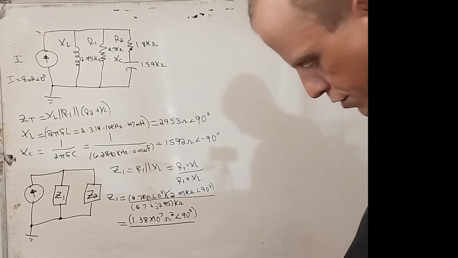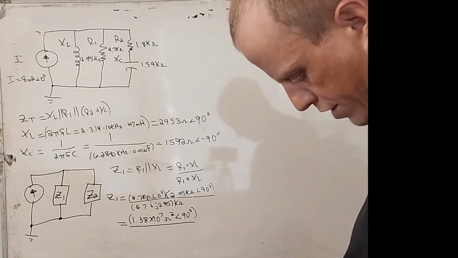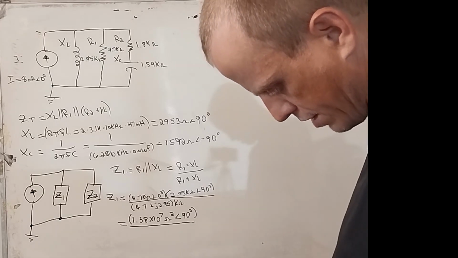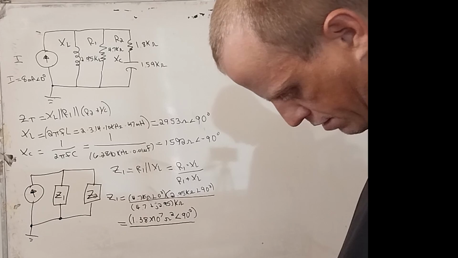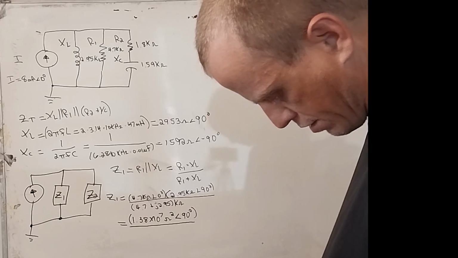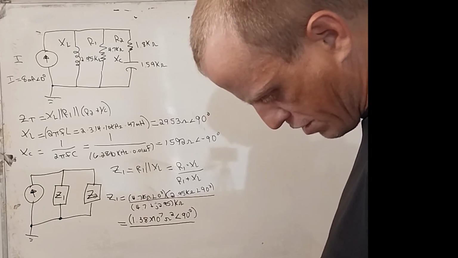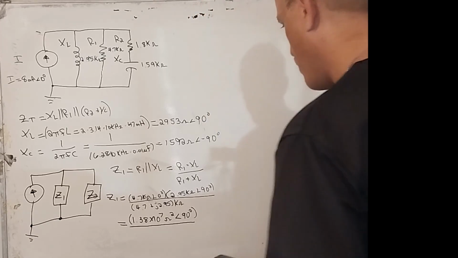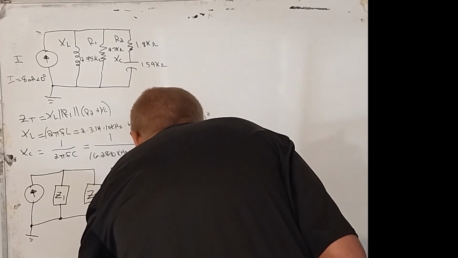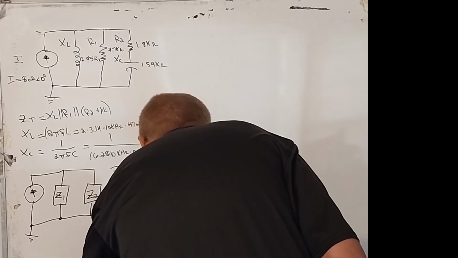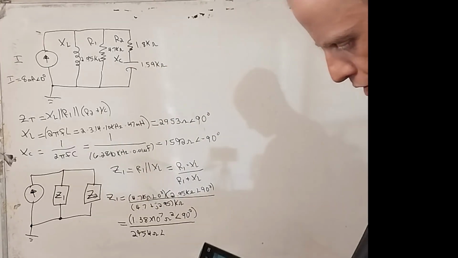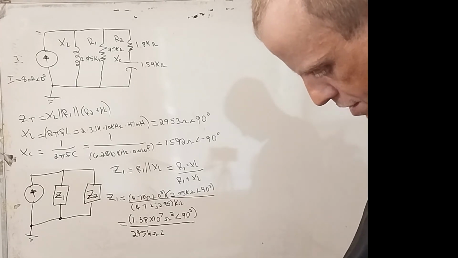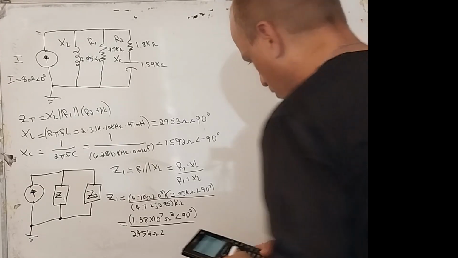And then the square root of 4700 squared plus the 2953 squared. And I'm going to use the actual value squared, which makes it 2954 ohms at an angle of trig inverse tangent of the y value divided by 4700, 32.1 degrees.